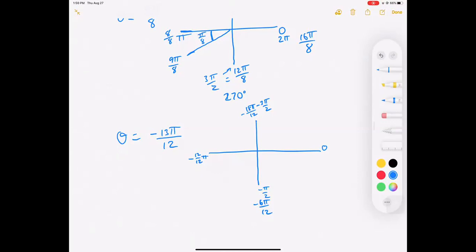here at negative 13, counting this way: negative 1, negative 2, negative 3, negative 4, negative 5, negative 6, negative 7, negative 8, negative 9, negative 10, negative 11, negative 12, negative 13. That's our negative 13 pi over 12. We would have to be bigger than 18 to be over here, because our goal is negative 24 over 12. That would take us to 2 pi.